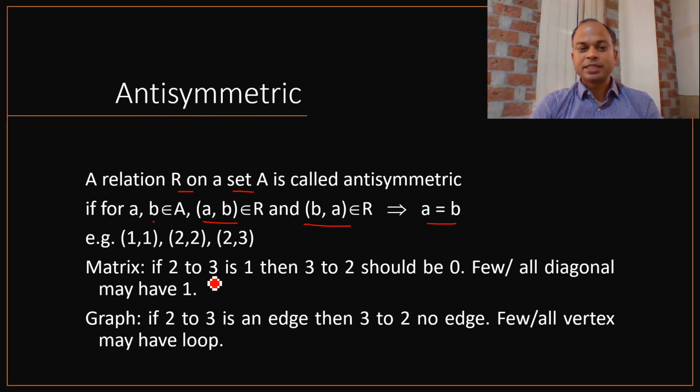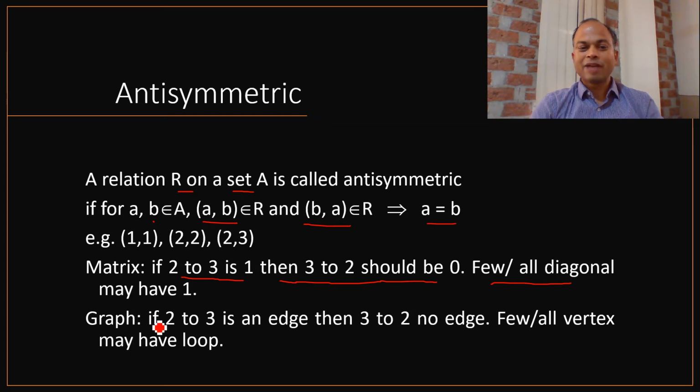If we talk about the matrix representation, then we have 2, 3 is 1. I mean, second row, third column should be 1. Then 3, 2 should be 0. There should be no 3 to 2. And another point is that few or all diagonal elements may have 1. If we have a 1, 1 kind of relation, then the diagonal should be 1. If we have 2, 2, then the diagonal should also be 1.